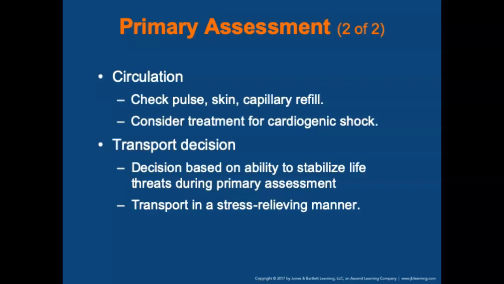So assess the patient's circulation: the pulse rate and rhythm, skin color, moisture and temperature, and capillary refill time. Consider treatment for cardiogenic shock early to reduce the work of the heart. So position the patient in the position of comfort, usually sitting up and well supported. Make a transport decision based on whether you are able to stabilize life threats during the primary assessment. The remainder of the assessment can be performed en route if time allows.